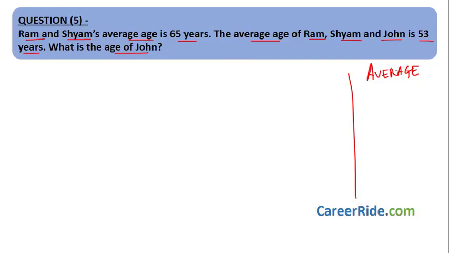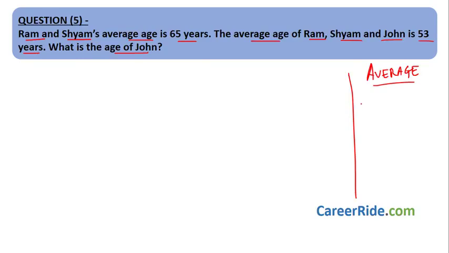Now, average means equitable distribution. That means if you have 100 rupees and you have to distribute it among 5 children, what you will do is you will just give 20 rupees to each of the 5 children. So, every person gets the same amount of money, that is 20 rupees. So, 20 will be the average amount of money received by each child. Okay, that is nothing but average.